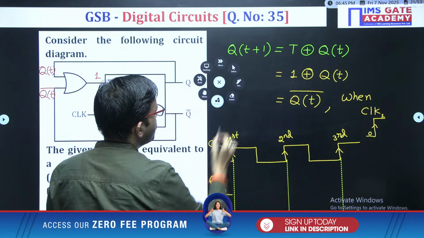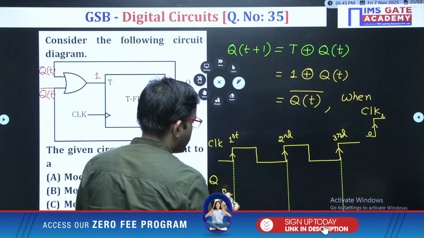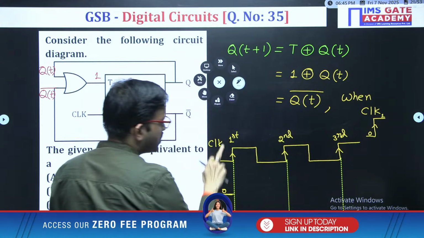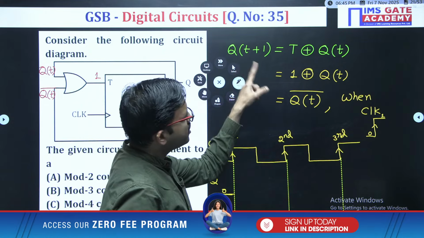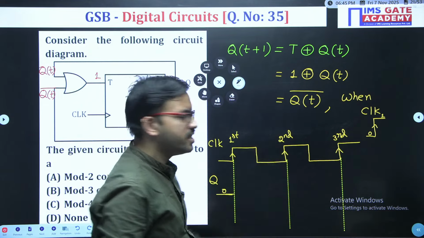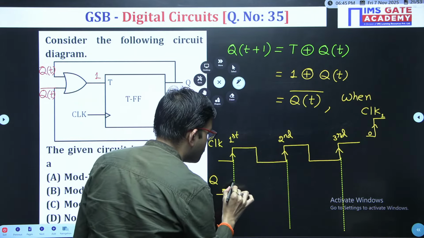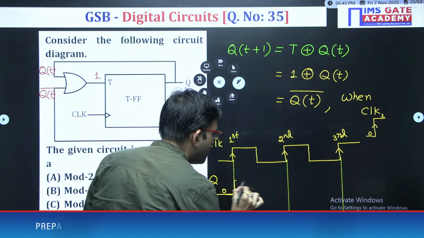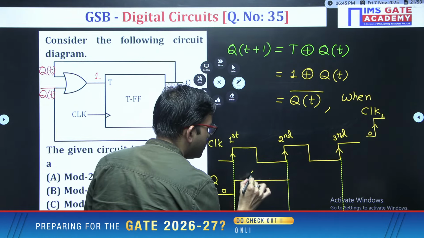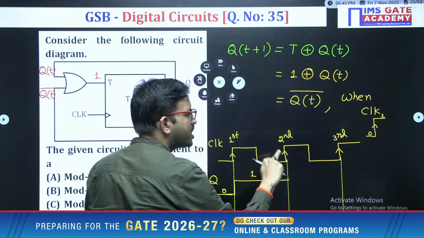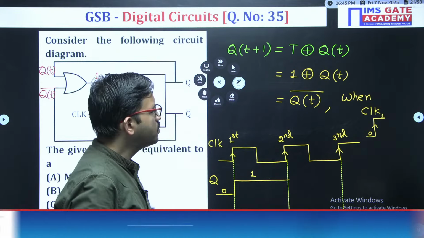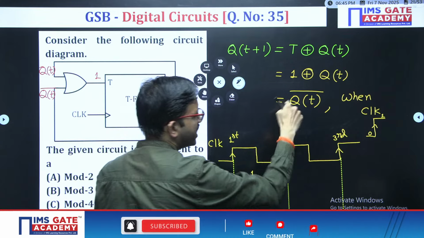Right? So now here you can observe, when you get the first positive edge, Q(t+1) equals what? The complement of the present state. So now 0 will become what? 1. 0 will become 1, and that will stay until you give the second positive edge. The moment you give the second positive edge, once again you get the complement.